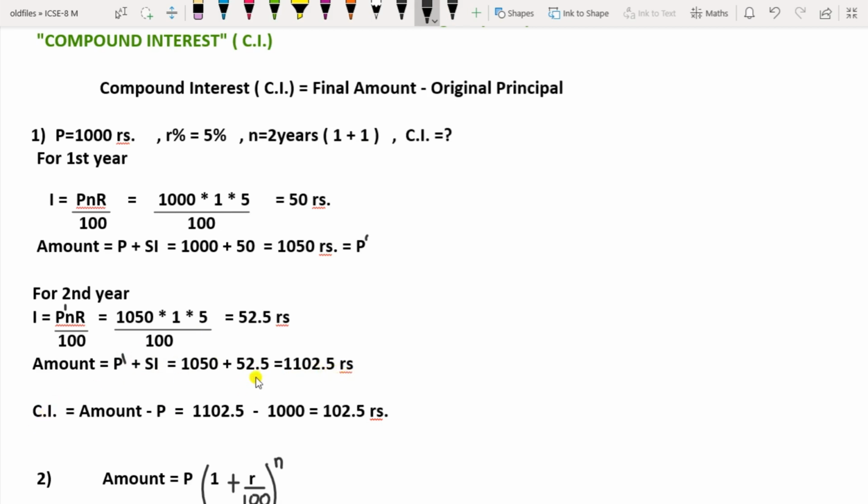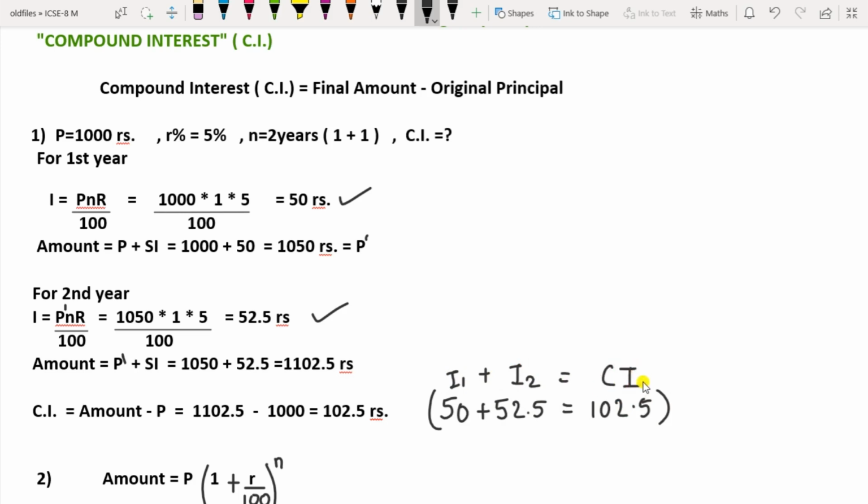Now compound interest is the final amount minus the initial principal. So that becomes 102.5 rupees. Or else you can add the interests: 50 plus 52.5 will give you the compound interest, 102.5. So interest 1 plus interest 2 will also give you the compound interest. This way you can solve for compound interest using the basic formula of simple interest.